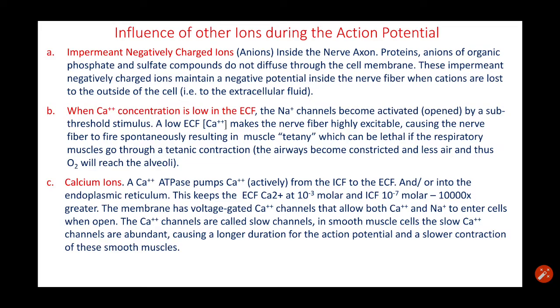Again, calcium ions, just to remind you, are pumped using a calcium ATPase into the sarcoplasmic reticulum, endoplasmic reticulum, or pumped out of the cell so that you remain at low concentrations inside the cell all the time. Can calcium be used in the action potential? Yes, it can. Again, we have a high calcium outside compared to inside. There are these voltage-gated calcium channels that allow both calcium and sodium to enter.